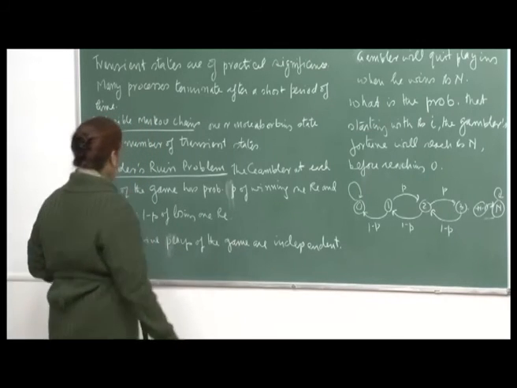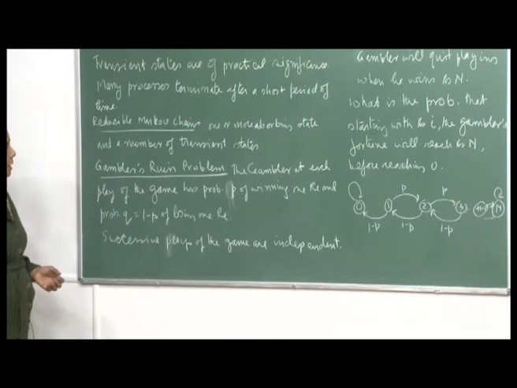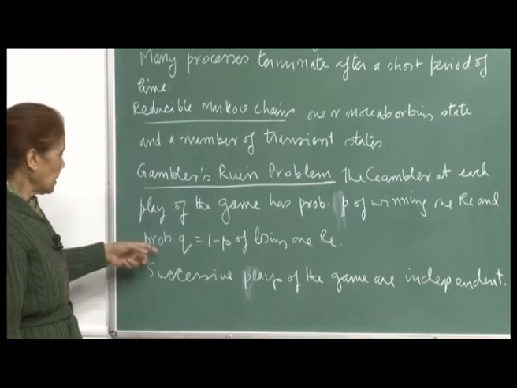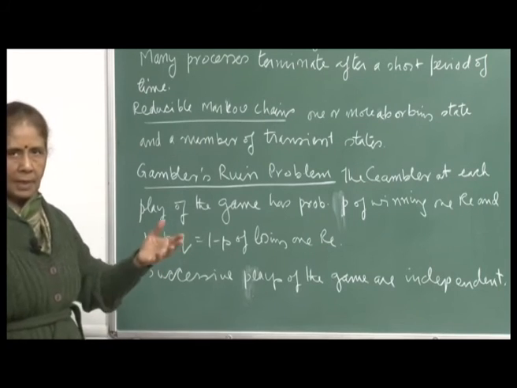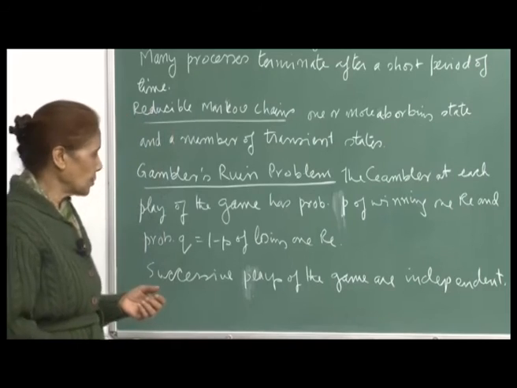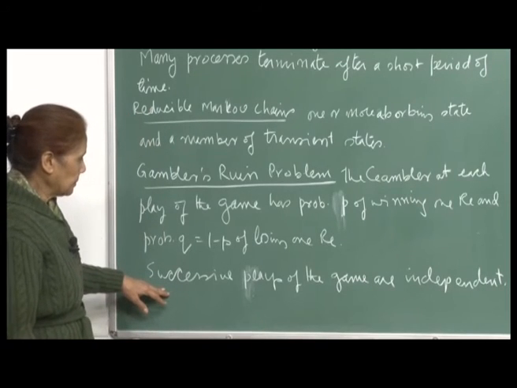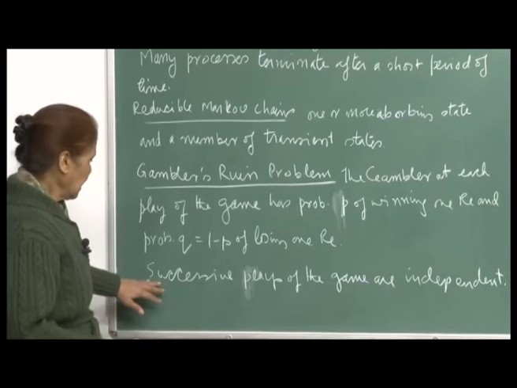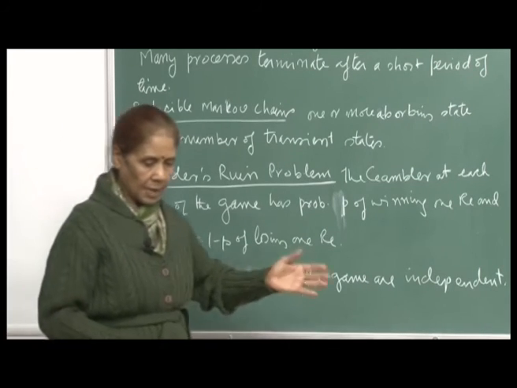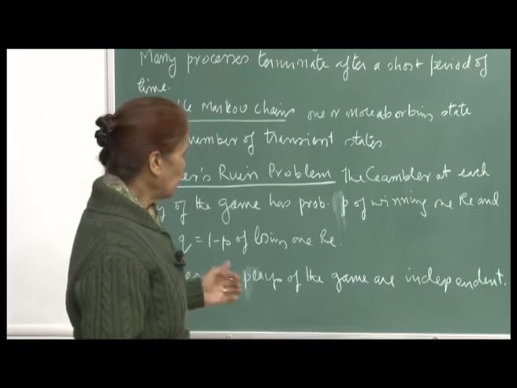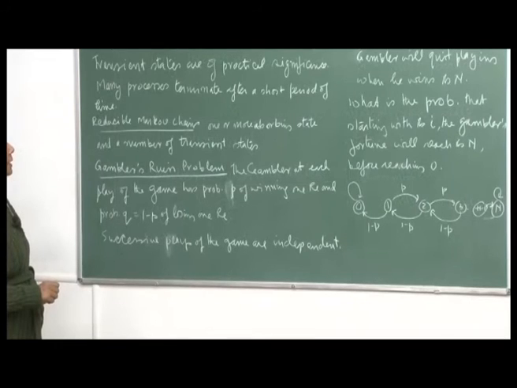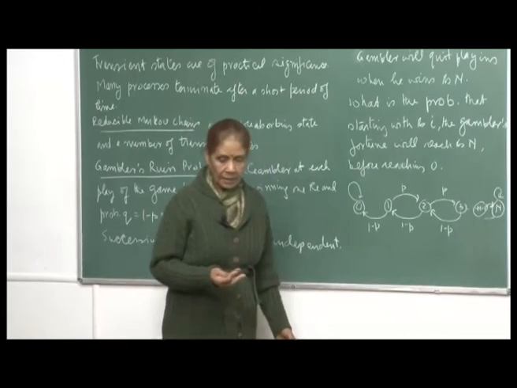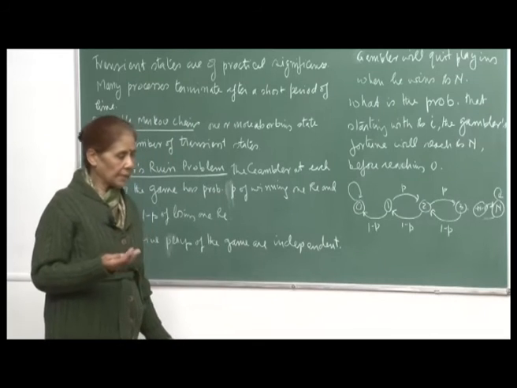So, an interesting example is the gambler's ruin problem. The idea is that the gambler at each play of the game has probability p of winning 1 rupee and probability q of losing 1 rupee. There is a game, and I will tell you why it is called the gambler's ruin problem. Successive plays of the game are independent, which means that whatever the outcome of one play, the game goes on independent of what has happened. The gambler will quit playing when he wins n rupees. So, he wants to make a fortune of n rupees, and he will quit the moment he has earned n rupees.